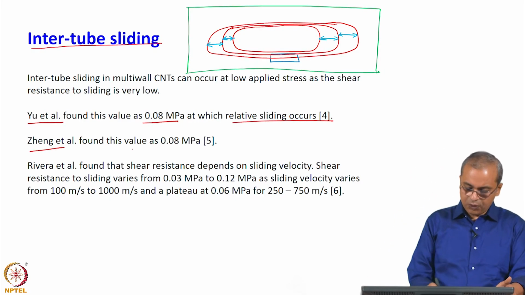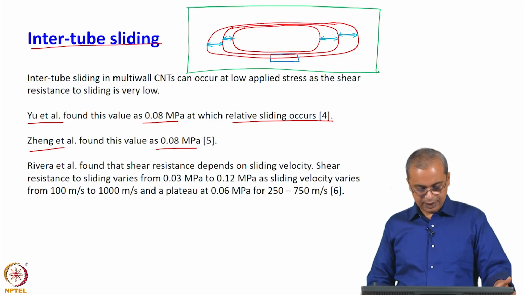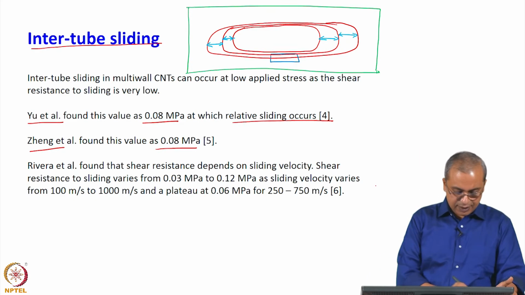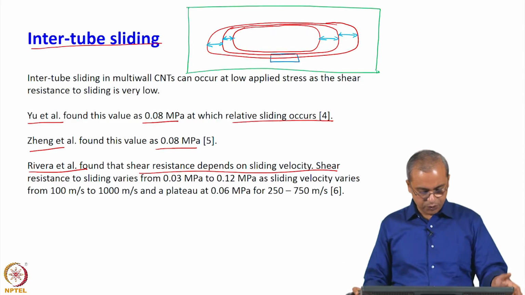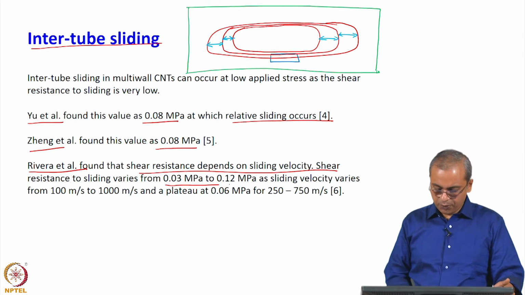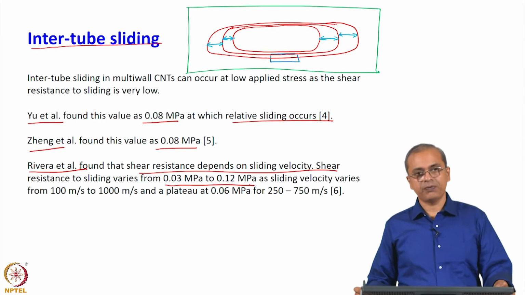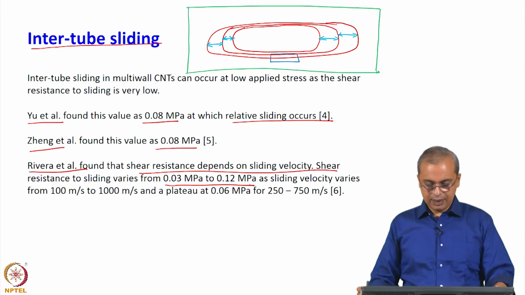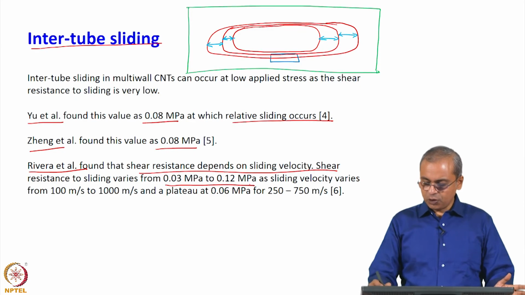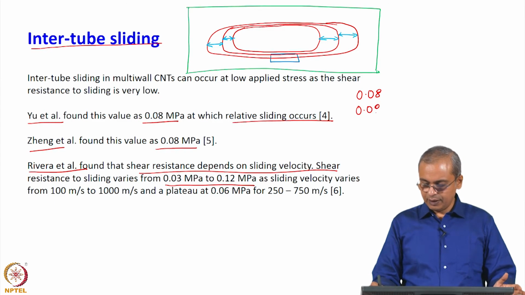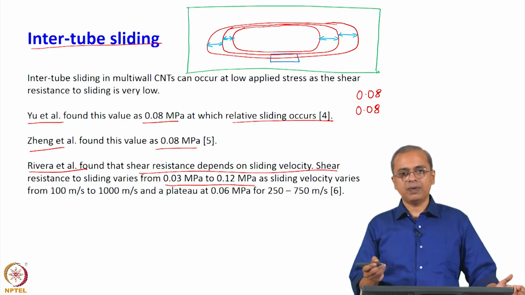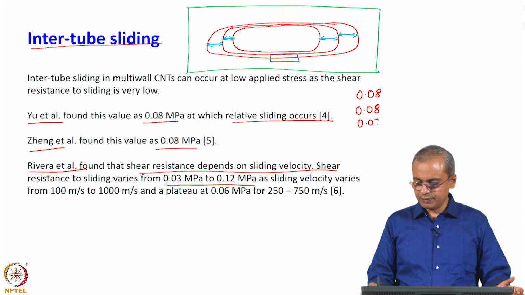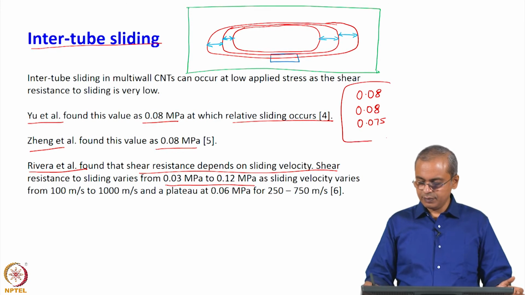There is another group which has also found the same value, 0.08 megapascals, for the sliding to occur, and then there is a third group which found that it depends on the velocity with which those tubes are moving, and it has given a range of 0.03 to 0.12 megapascals as the force that is required for this movement to happen, a little bit velocity dependent. So, you are still looking at values of 0.08, and 0.03 to 0.12, and if you take an average, that is 0.075, something like that, in MPa.